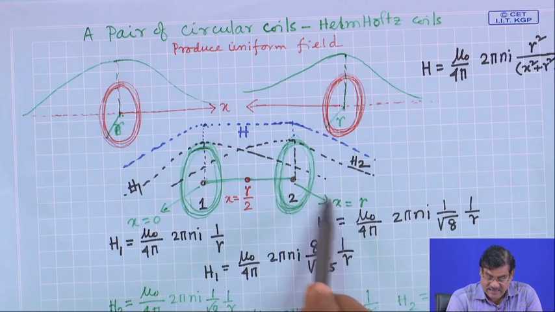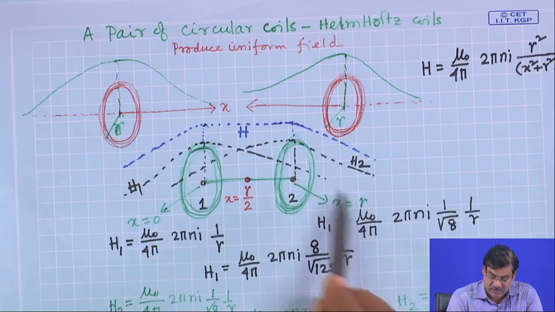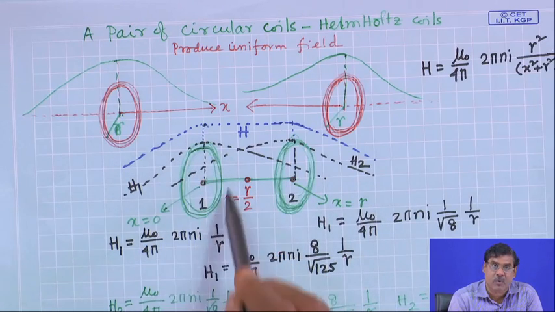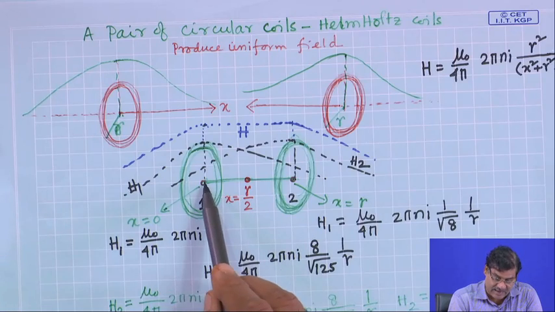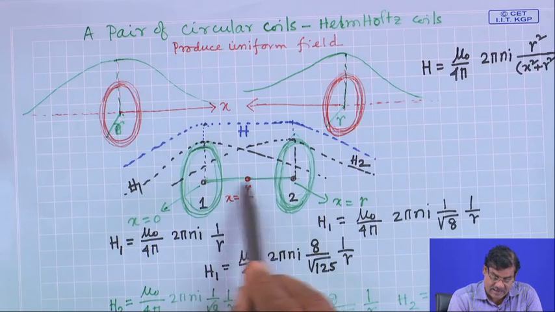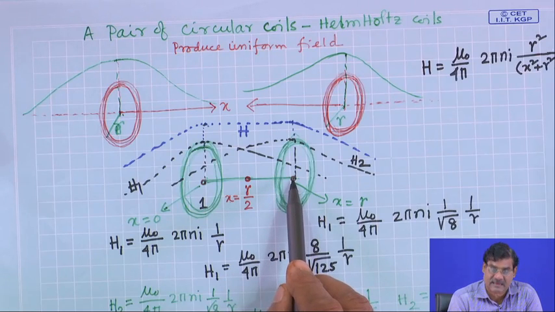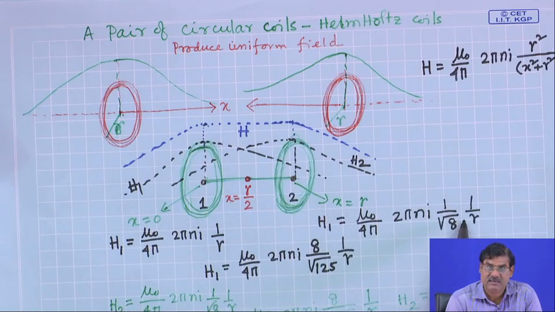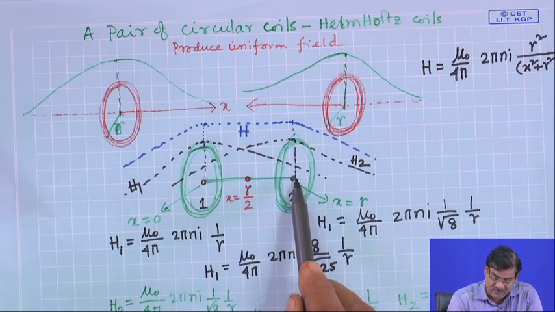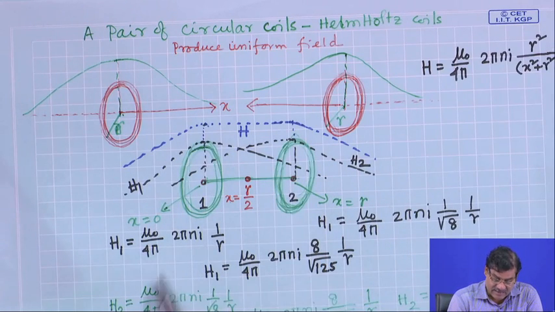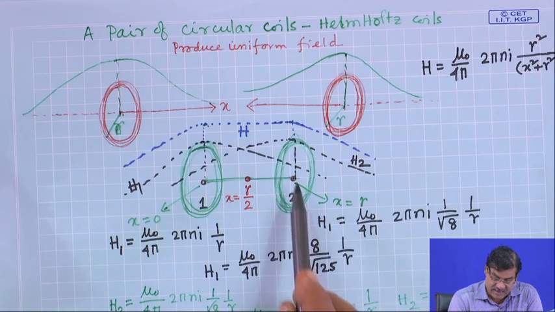And at x equal to r, at distance from coil 1, for coil 1, what is the magnetic field at the center? This is at x equal to r by 2, and this is at the distance x equal to r. Similarly, for coil 2, what will be the magnetic field at the center? That is exactly the same. So, it will be say H 2.